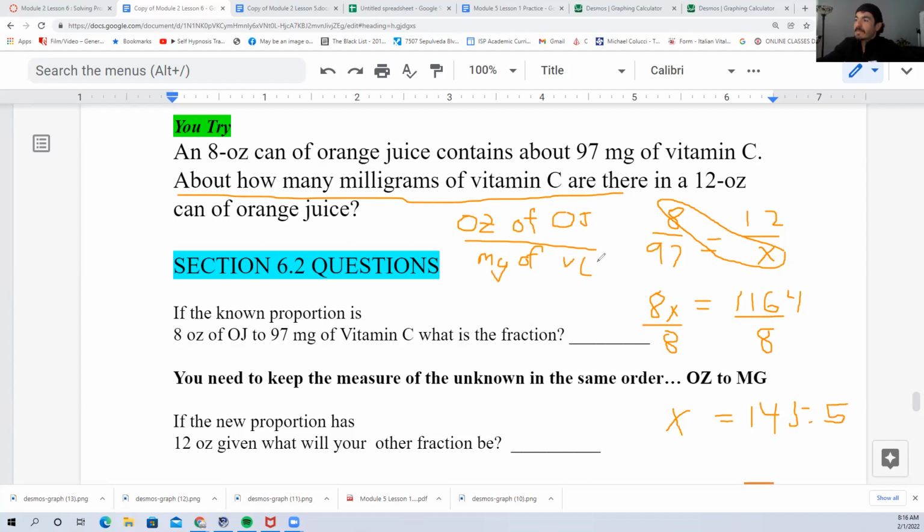Well, what does that mean? Well, that's the milligrams of vitamin C that are in 12 ounces of OJ, which is what the question is asking. If the known proportion is 8 ounces of OJ to 97 milligrams of vitamin C, what is the fraction? Well, I defined it as 8/97.